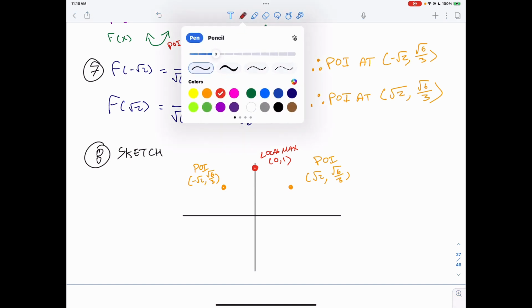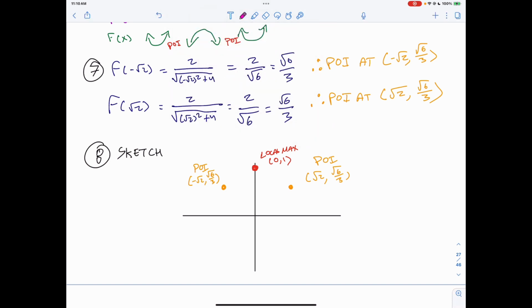I know in between these 2 points of inflection is going to be concave down. I know outside of these points of inflection is going to be concave up.